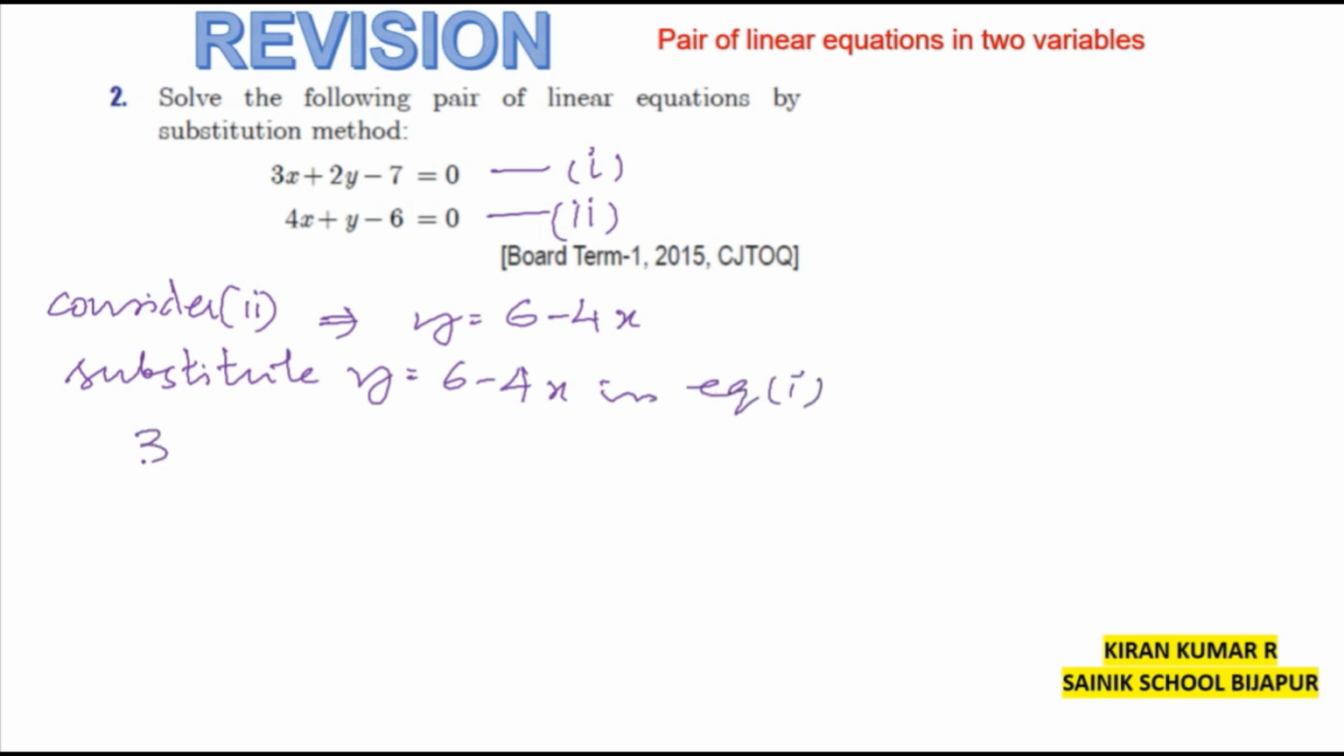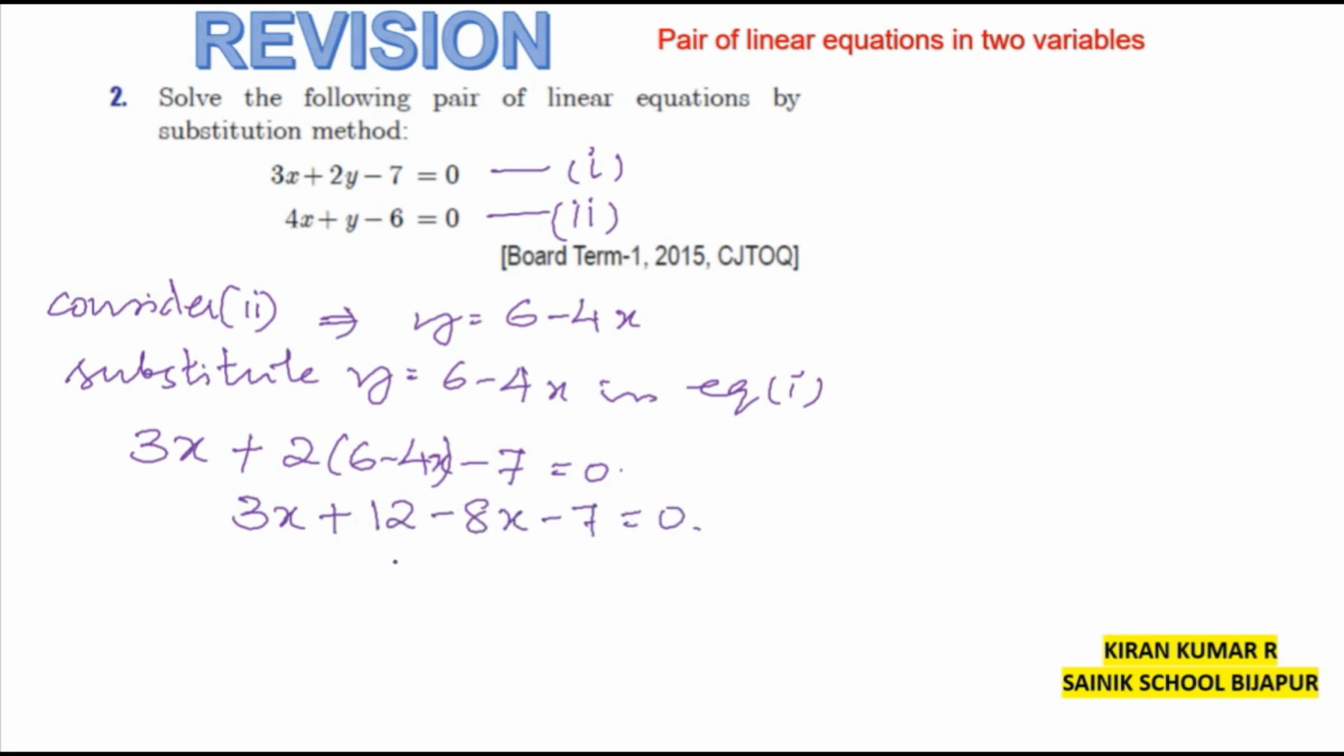If you do that, we get 3x plus 2 times (6 minus 4x) minus 7 equal to 0. Simplify: 3x plus 12 minus 8x minus 7 equal to 0. This 3x minus 8x is negative 5x and 12 minus 7 is positive 5. When you transpose it becomes negative 5. The value of x is 1.